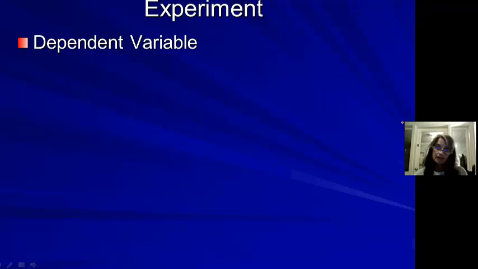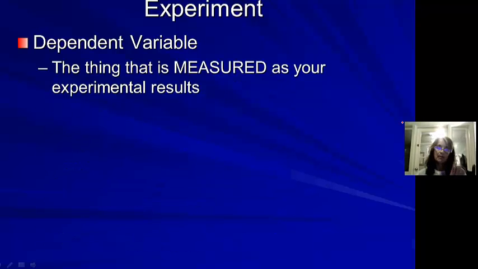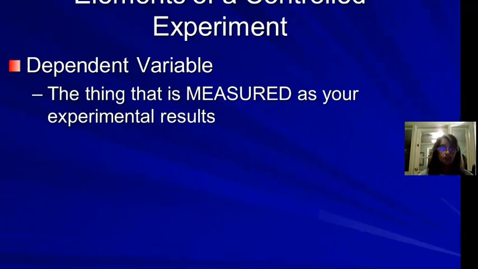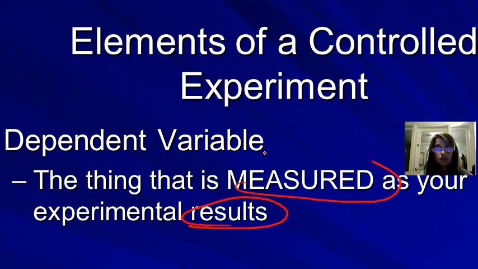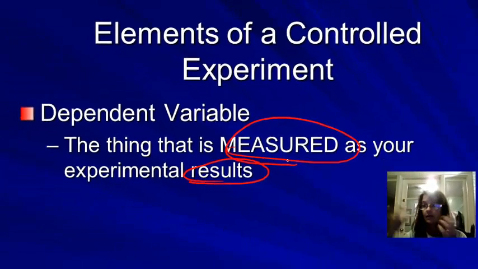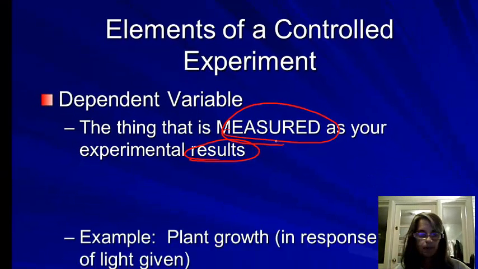Now the dependent variable is the thing that you are going to measure as your experimental results. So this is what you're measuring. In this experiment, maybe we had decided we were going to measure the height of the plant. Does color of light affect the height of the plant?